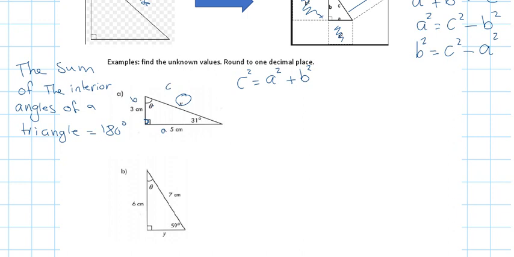Now let's plug in our numbers. I'm looking for C, I'm looking for the hypotenuse. So C squared equals A, which is 5, but I have 5 squared.